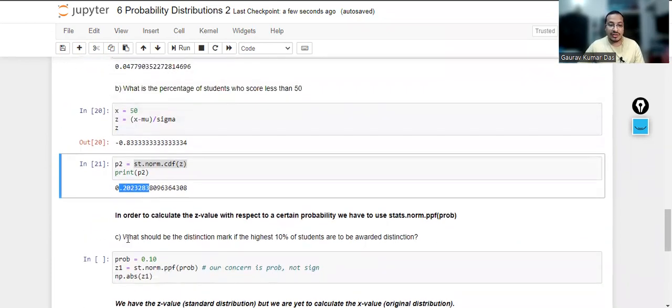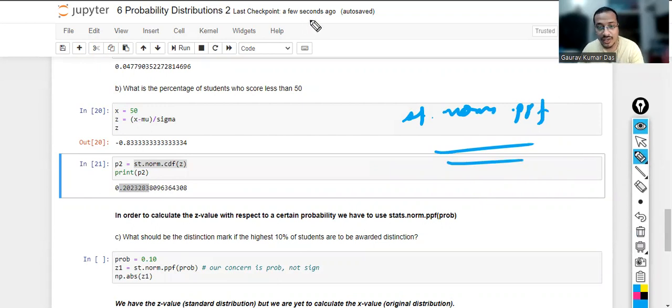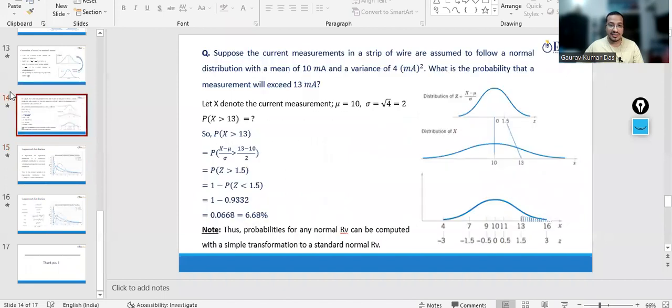Now, the third question: what should be the distinction mark if the highest 10% of students are to be awarded distinction? Here we have to calculate the Z value because my probability is given. Whenever you want to calculate the Z value given the probability, you have to use stats.norm.ppf. That is what you have to use, and inside you can simply feed in the probability. Same thing which we did in the slides. We had to scroll across the table, right? And then we would find out what the values associated with it are.